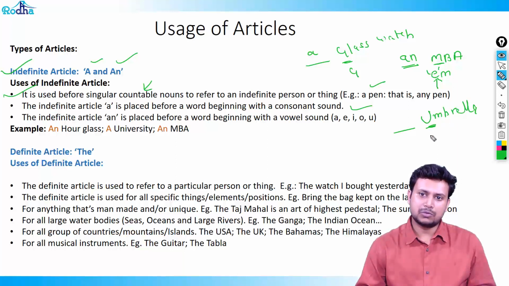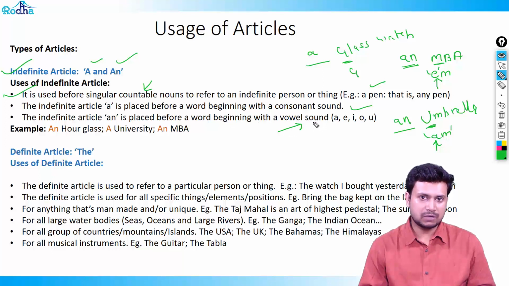See, although it is U, the sound is umbrella. And therefore, the syllable stressed is a vowel. And therefore, it will be an umbrella. So please keep in mind that an is placed before a word beginning with a vowel sound, not a vowel.